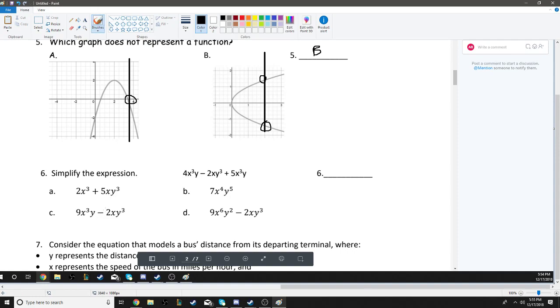6, simplify the expression. So this says 4x cubed y plus 5x cubed y. So you're going to combine the 4 and the 5 because they're like terms. So 4 plus 5 makes that a 9x cubed y. And since this guy right here has no one to pair up with, he just comes down. And that's answer C.